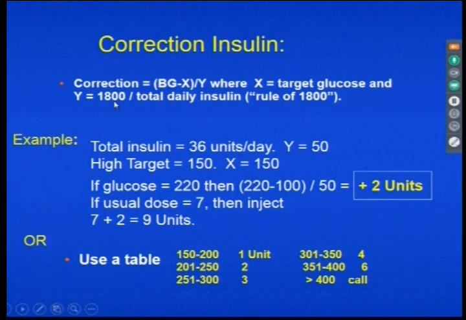You take the total daily insulin, let's say if you have a total daily insulin of 50 units, you divide that into 1800, and you get a number which is a sensitivity. So if you're on 36 units a day, then this is 50, 36 into 1800. And then the high target is 150, so for every 50 points above the 150, you add 1 unit. The sensitivity is 50, one unit drops it by 50 points. That's all very complicated to some patients, so you just write a scale.